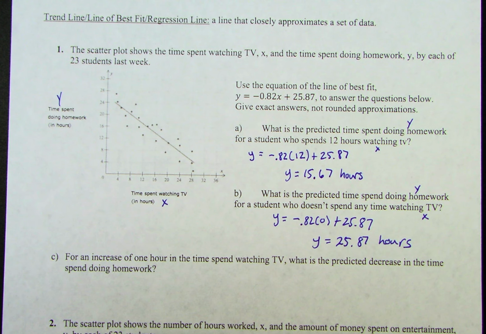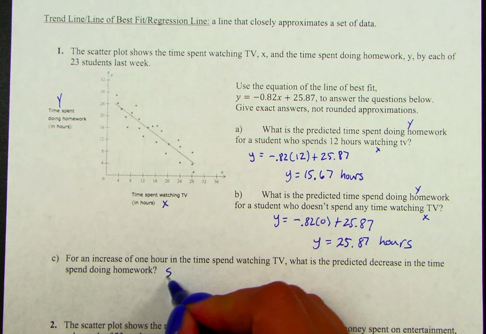And let's see, the last question: for an increase of 1 hour in the time spent watching TV, what is the predicted decrease in the time spent doing homework? Since we're comparing the hours watching TV to our hours doing homework, this is another way of asking you what the slope is.